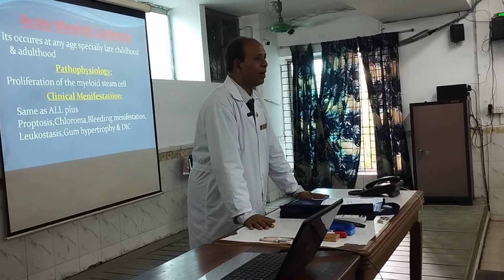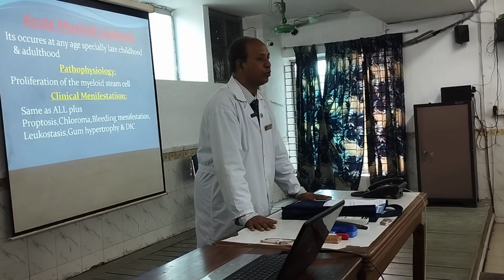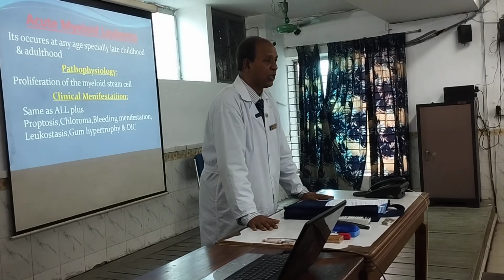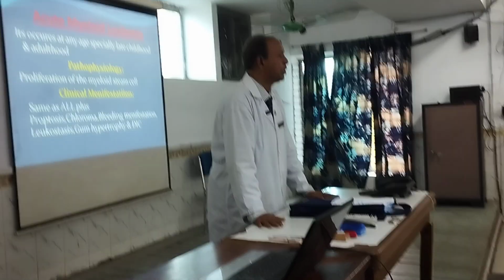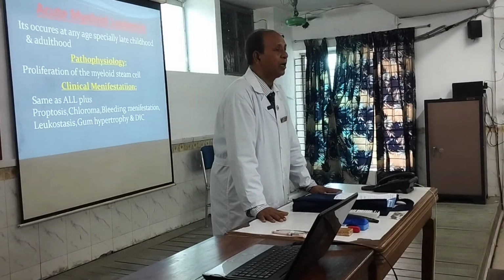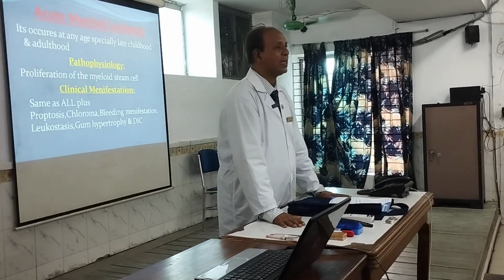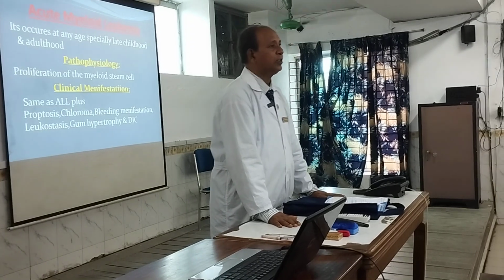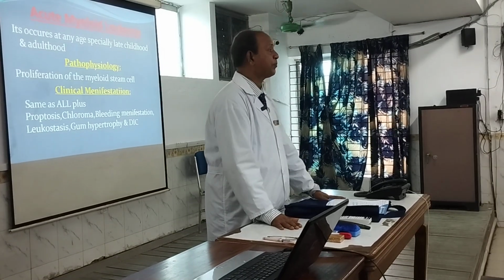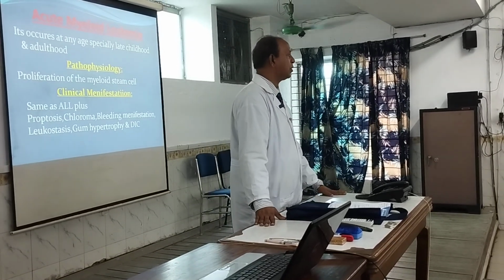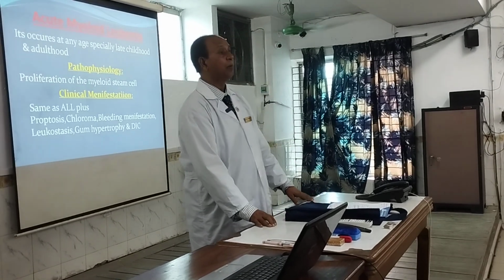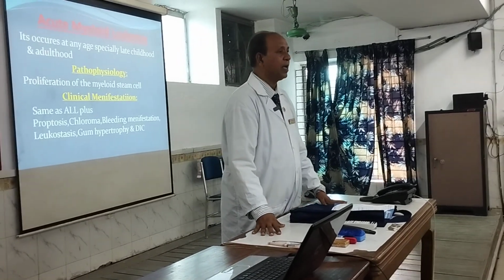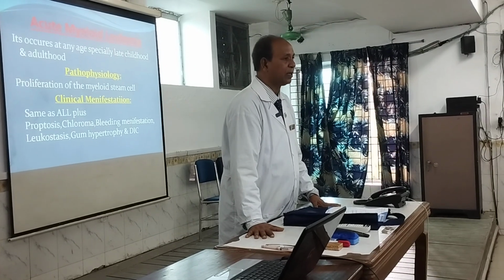The stigmata of acute myeloid leukemia are, first of all, chloroma. Chloroma means there is swelling over the supraorbital region. There is a swelling in the supraorbital region. This is a collection of malignant cells. This is called chloroma. Then proptosis. You everybody know what proptosis is. After proptosis, bleeding manifestation is more here, and DIC is more here.